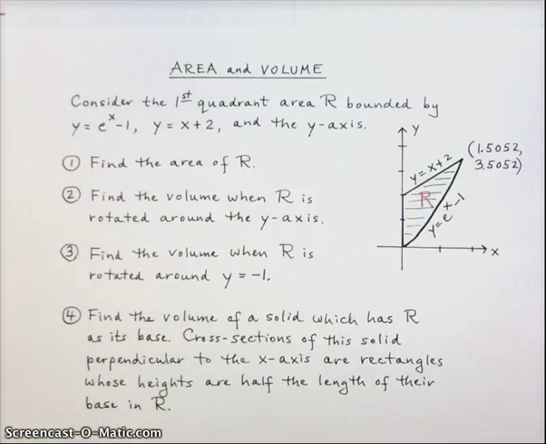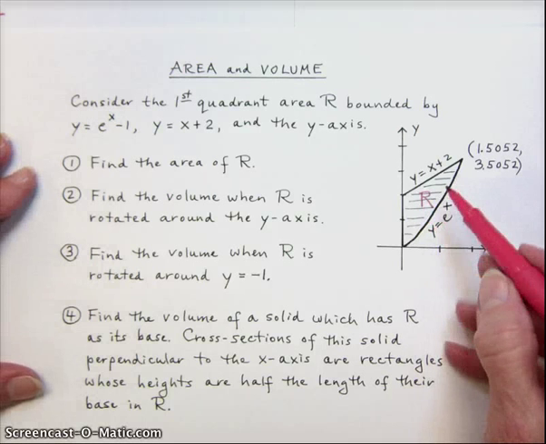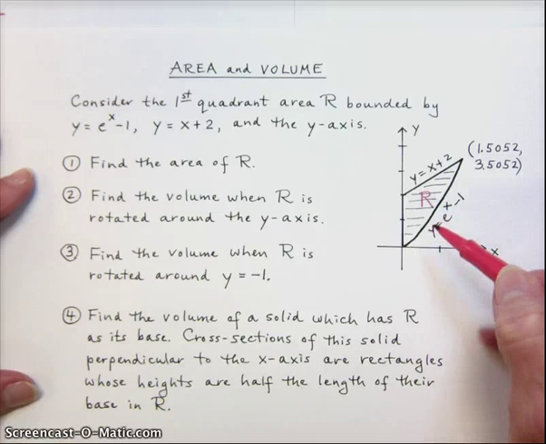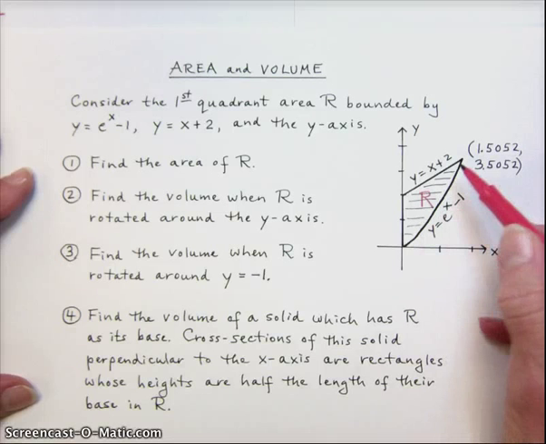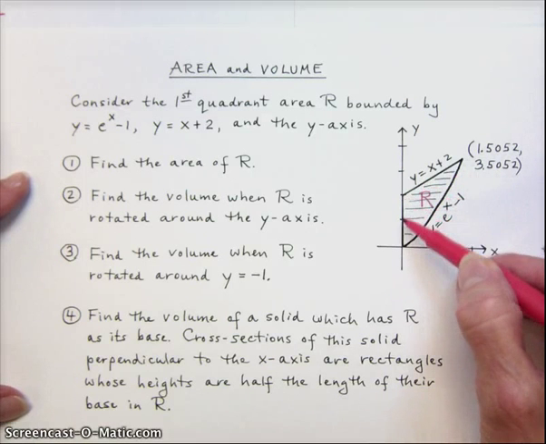This will be a calculus review of the concepts of area and volume. We will be doing 4 problems to go through this review, and all of them will be based on region R, which you see defined as the bounded area with a curve, y equals e to the x minus 1, the line y equals x plus 2, and the y-axis.